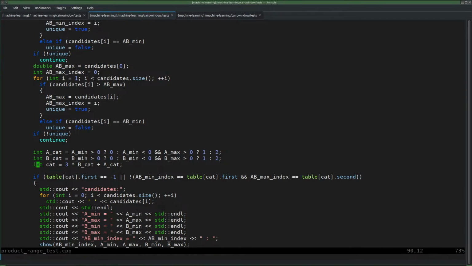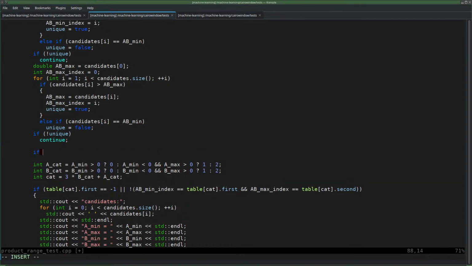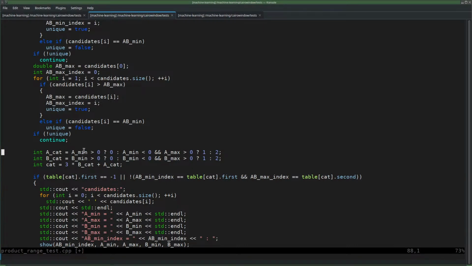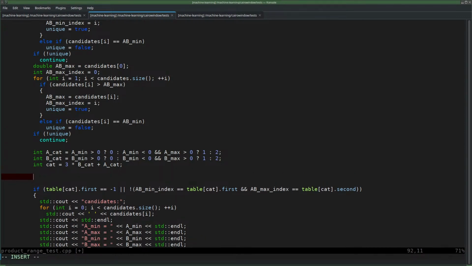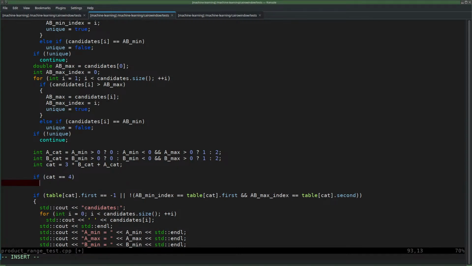So once you get here, might as well do it here. So if A min is, well, that's kind of the category then. If A min is not larger than 0, but less than 0, and A max is larger than 0, so it's category 1. And I was saying both are category 1. Yes, so that would be category 4, the only one. Seems so far-fetched. Okay, so if category 4, then continue. Just don't do the test.